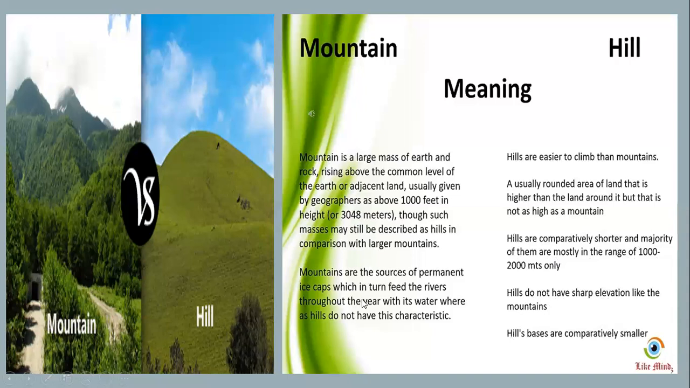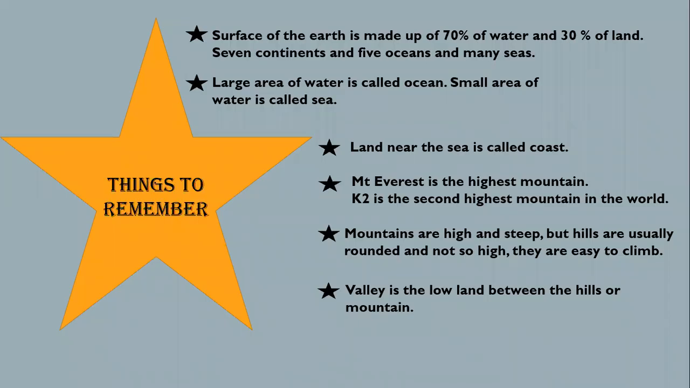Okay, children? Now I hope all of you understood all the things which I explained to you. Now revise it, things to remember, don't forget, because in the next lecture we will continue this lesson, but you have to remember all these things. Just recall, the surface of the earth is made up of 70% water and 30% land. You have to remember all these things. 7 continents and 5 oceans and many seas.